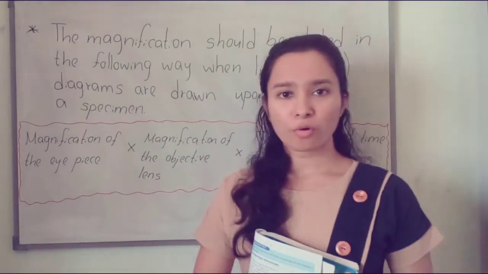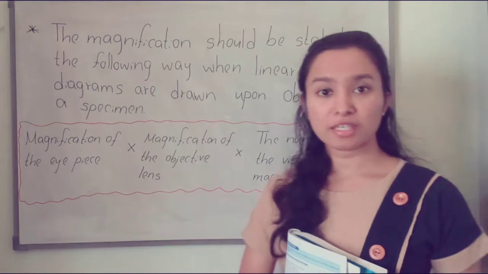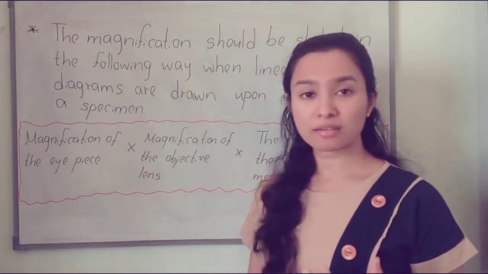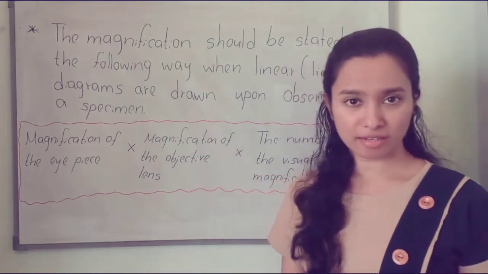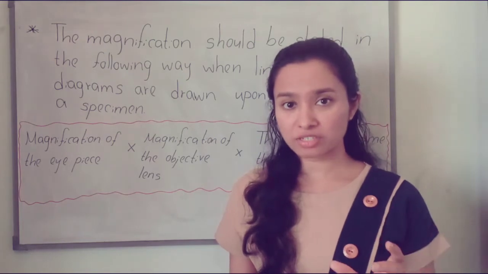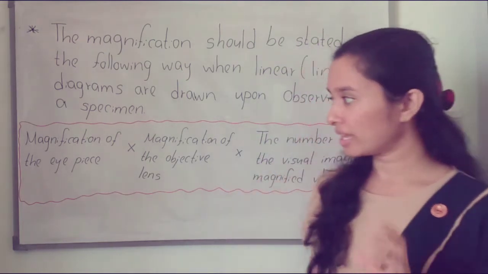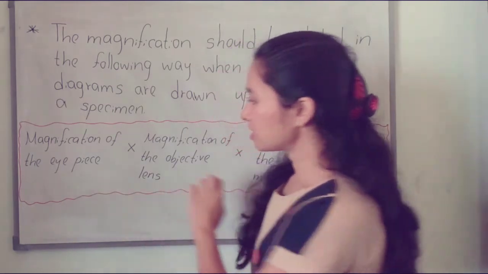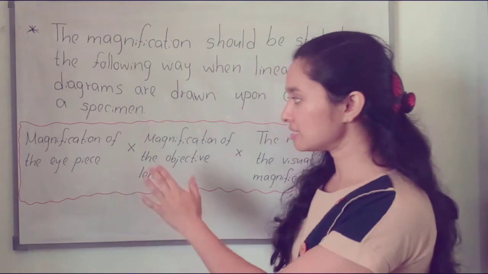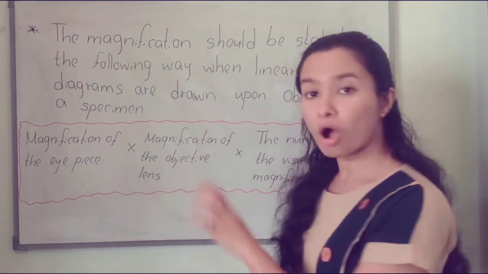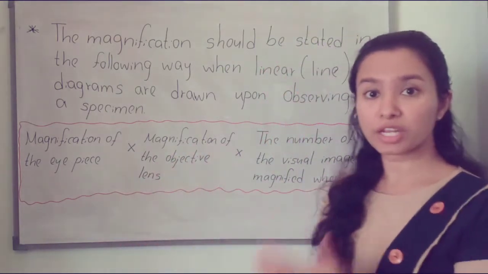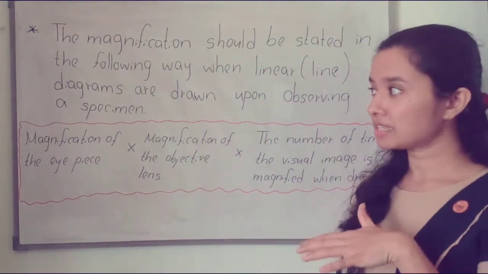Sometimes you have to draw what you observe in the microscope as a diagram. When you are drawing the image, you have to mention the magnification. Here, this is the magnification of the microscope: magnification of eyepiece into magnification of objective lens. But this is not sufficient when you are drawing the diagram.